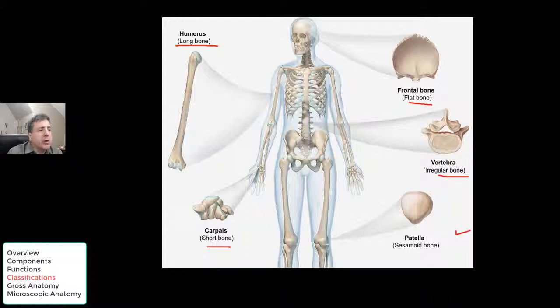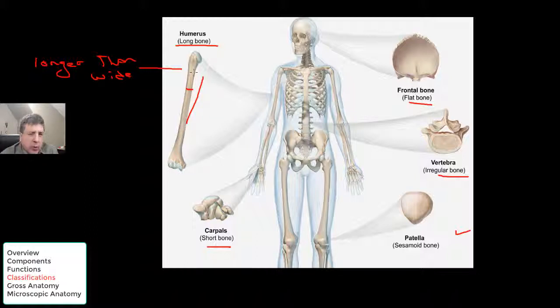So let's look at the basic structure of a long bone. Long bones are bones that are longer than wide. You can see here's the width of this bone, very small. There's the length of the bone, much longer. So your general description of a long bone is it's longer than it is wide.